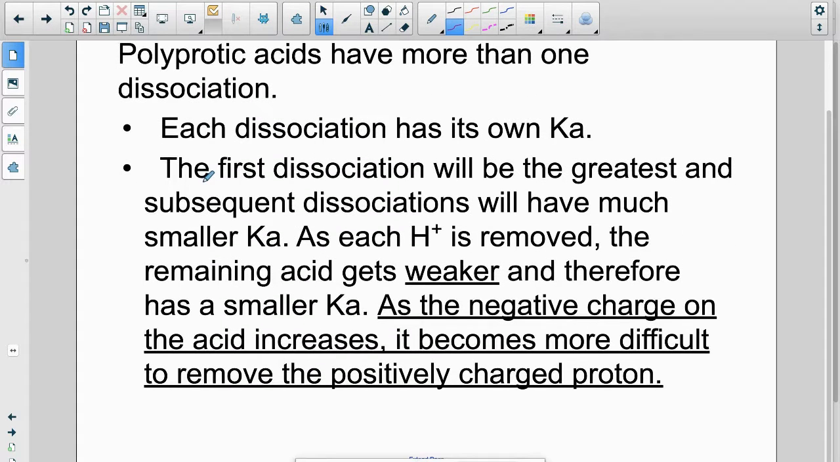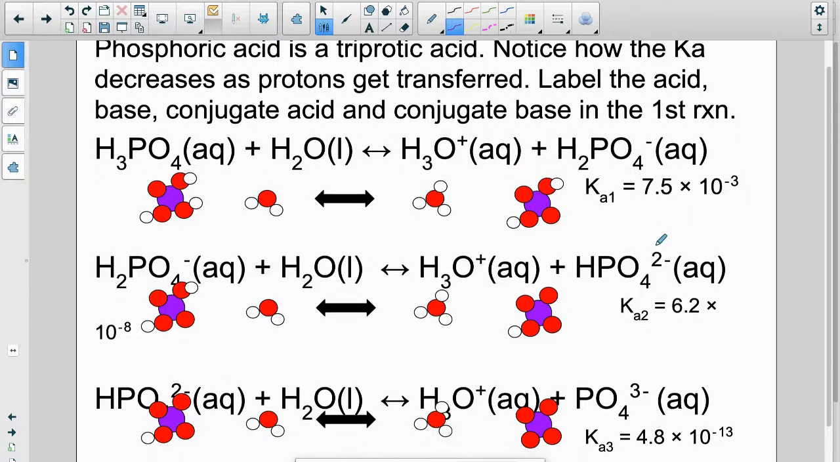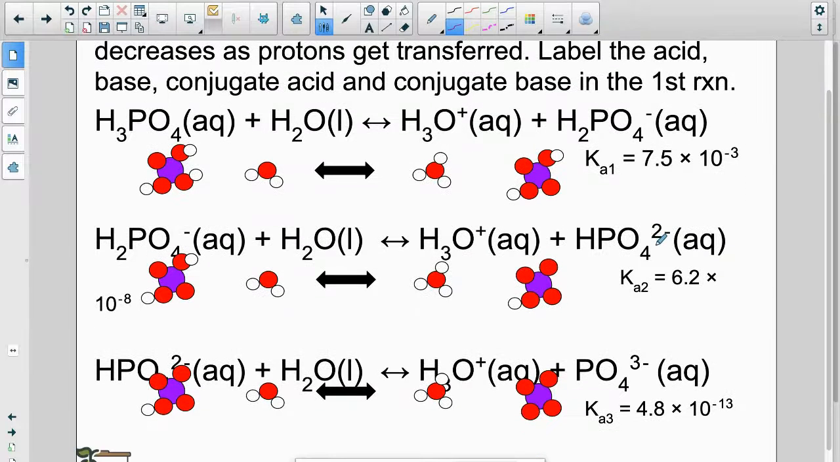And as you pull off protons on polyprotic acids, it gets harder and harder to pull off protons. So here we have an example of a polyprotic acid, phosphoric acid. You can see that the hydrogens get transferred, but the Kas, if you look, the first one is 10 to the minus 3, but then they get increasingly smaller as we pull off protons because it gets harder and harder to ionize.